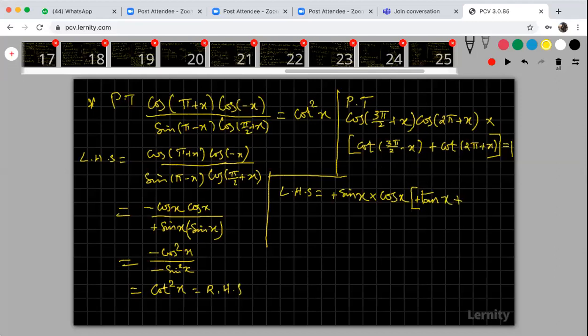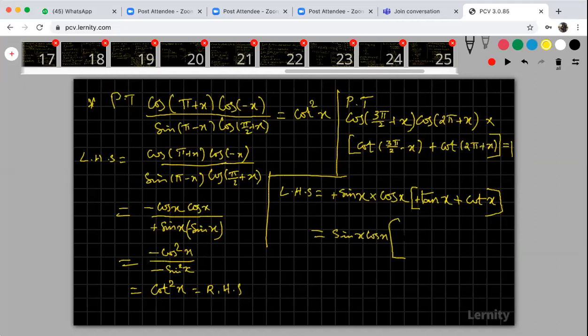Plus, come to here, cot of 2 pi plus x. Just now I told that 2 pi plus x belongs to the first quadrant. 2 pi means don't change that. Don't change that, cot x. Cot function is cot function only. Concentrate on the sign, but in the first quadrant everything is plus. So therefore, this is sin x into cos x. Okay, but my right answer is 1. Therefore, I am going to simplify.